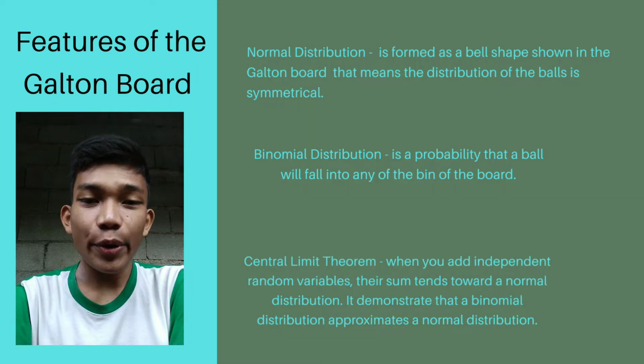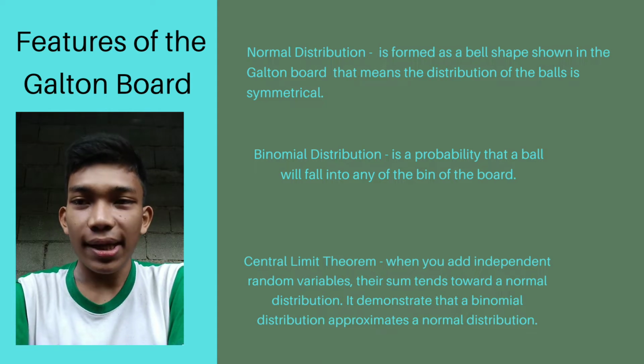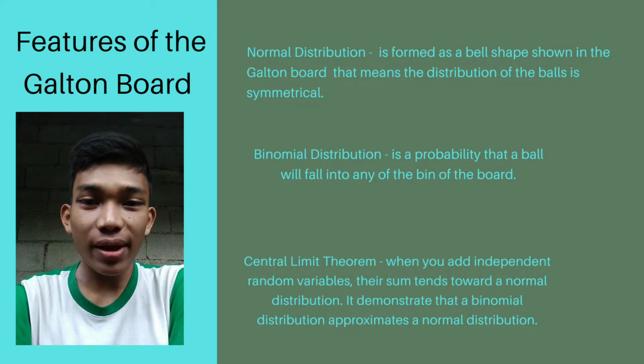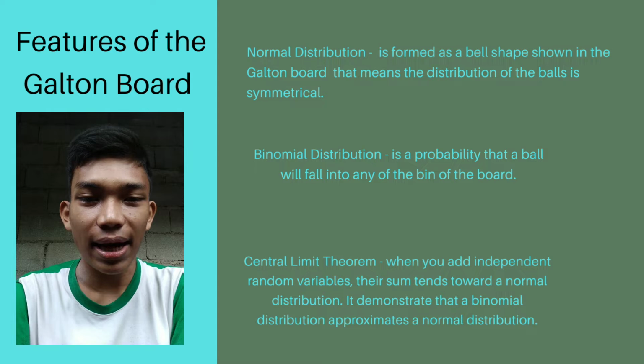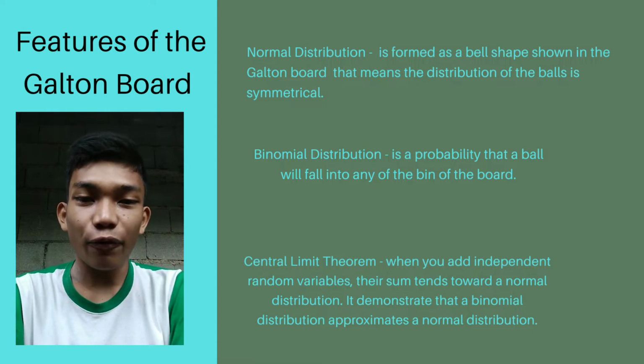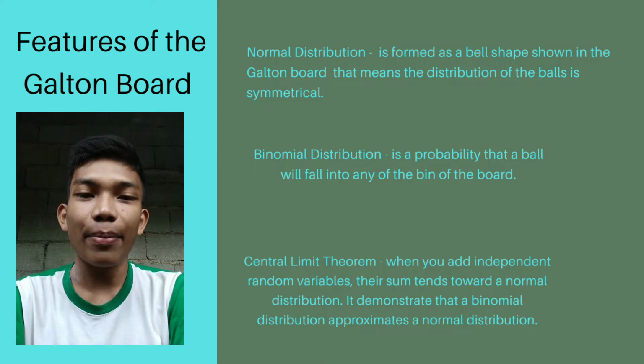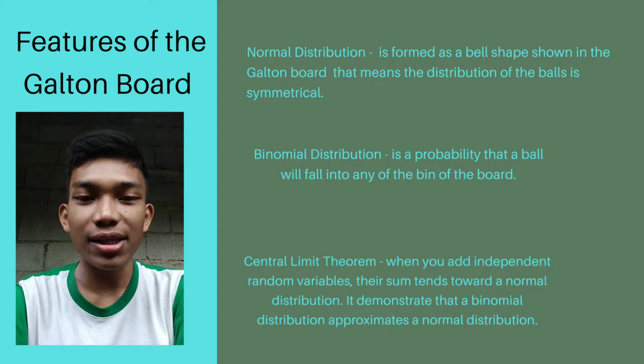Ang normal distribution na yun is one of the features of the Galton board. It is formed as a bell shape shown in the Galton board. That means the distribution of the ball is symmetrical. So yung distribution ng ball, kapag lahat ng mga 256 small red balls na yun ay nahulog na dun sa bin ng Galton board, it form into symmetrical. Pag sinabi nating symmetrical, it is balanced proportion.